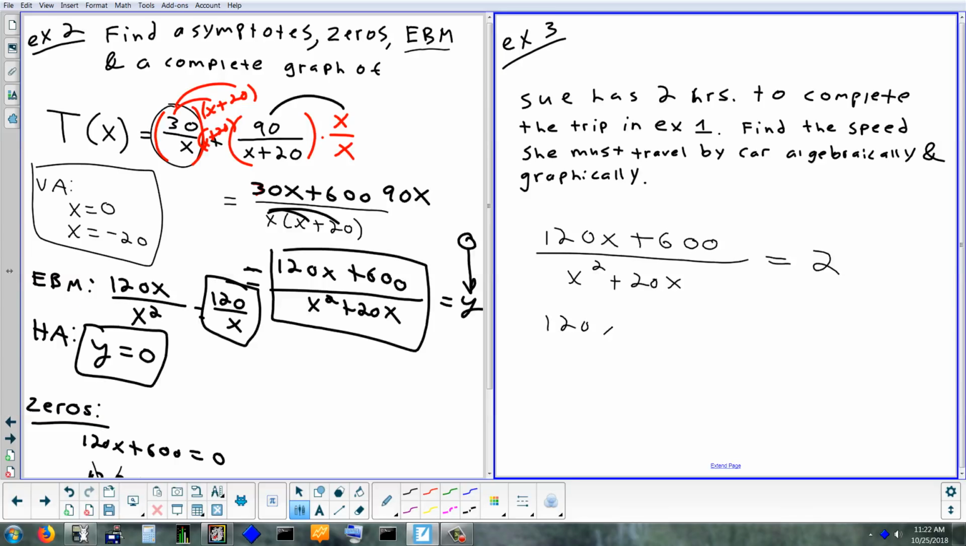So we get 120x plus 600 equals, and now multiply both sides by x squared plus 20x. So it'll cancel on the left, and on the right, we get that. Once we get that equal to 0, what kind of equation do I basically have there to solve?